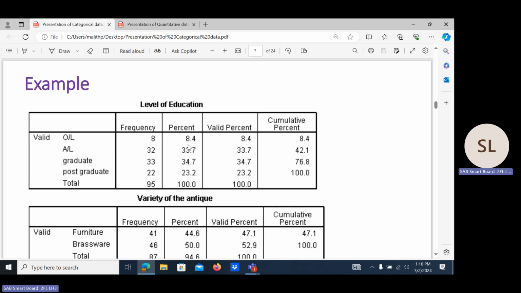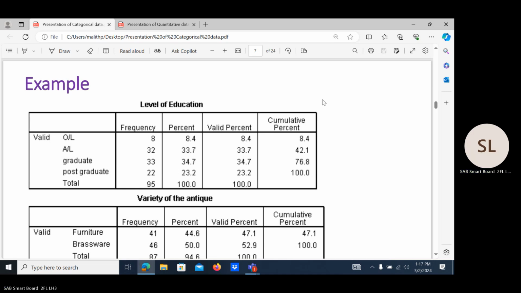Understood? Then the 33.7 in the A-level category means 33.7% of the total respondents studied up to A-level. Understood? Then this one we call the valid percentage. When we conduct a survey, some data may be missed, so there are some missing values. We consider the missing values and calculate the percentage value, which we call the valid percentage.